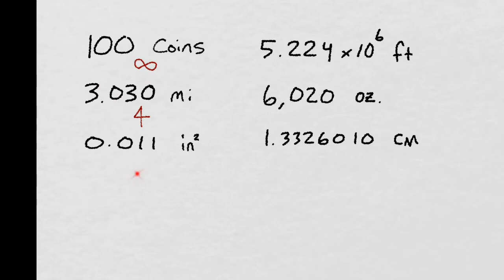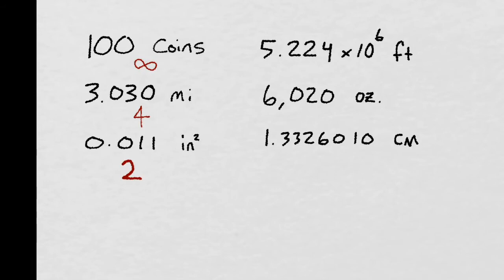Now in this next example, we have some leading zeros. Leading zeros don't count as sig figs, they're placeholders. So in this case, the only sig figs we have are these two 1s. So we would have 2 sig figs there.